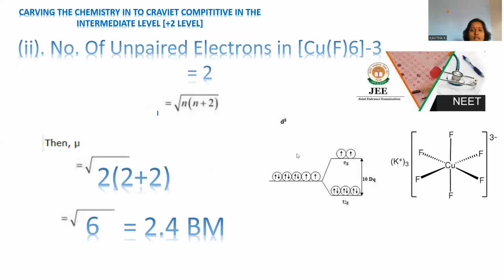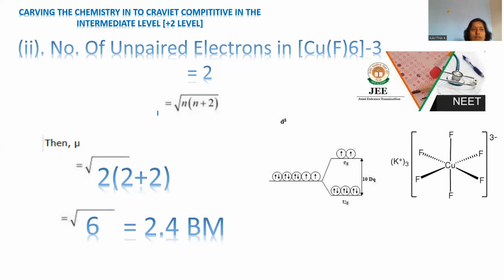Let's go with the copper calculation. Copper hexafluoro compound has octahedral geometry; fluoride is a weak field ligand and gives octahedral geometry, and it is an anion. Copper has atomic number 29, and when you write its electronic configuration, it is 4s1 3d10. The complex has a charge of -3 and six fluorides give -6, so copper attains +3. The central copper is in the +3 oxidation state, which means 3 electrons should be removed.